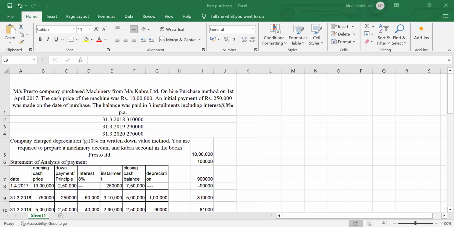Hello everyone. Today we will be studying about hire purchase transaction. Another question, one practical question based on a hire purchase transaction. Let us see the question.